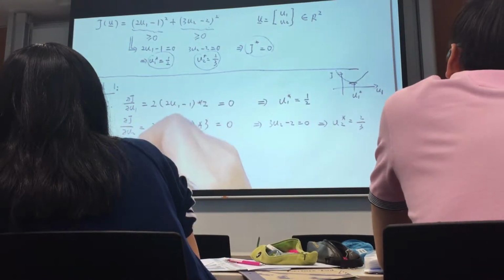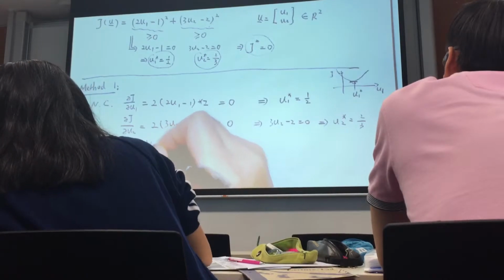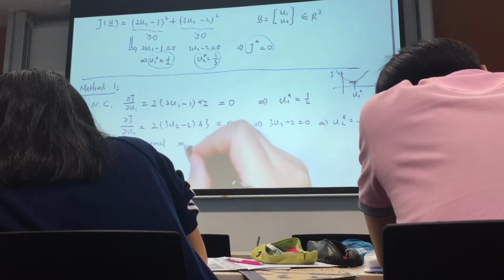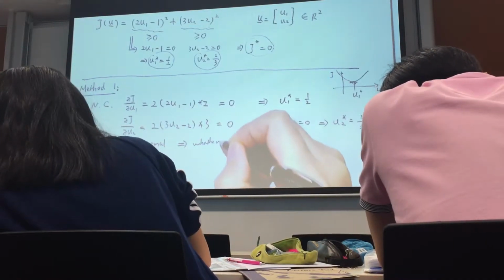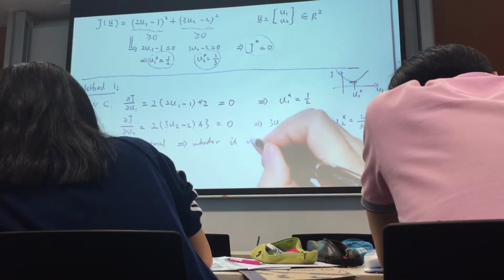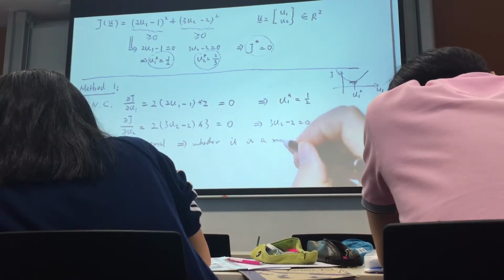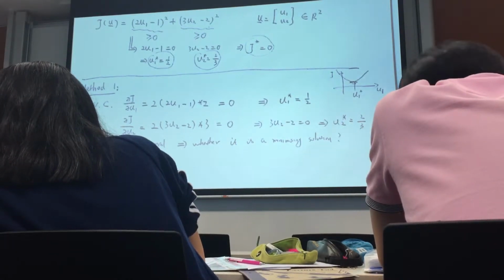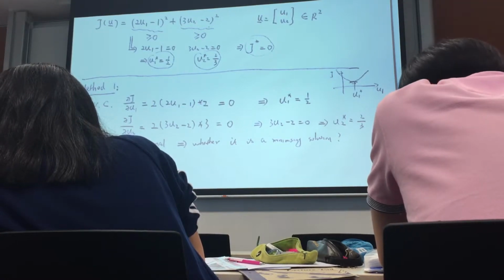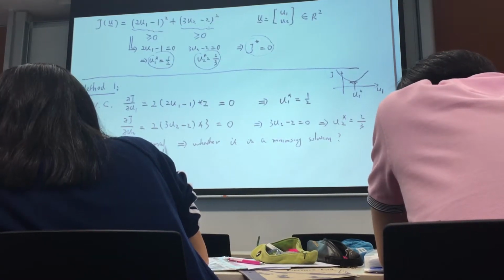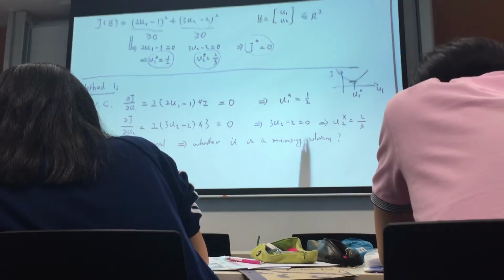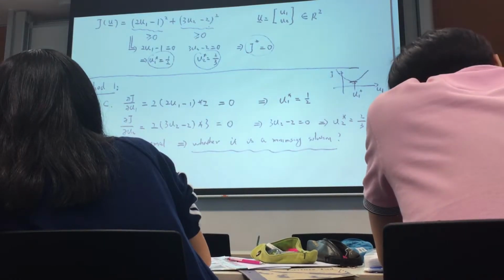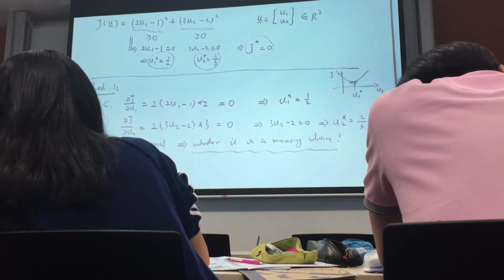from the necessary condition we got one extremum. Now the question is whether it is a minimizing solution. The extremum could be a minimizing point, a maximizing point, or an inflection point. How do we determine this? This will be evaluated by the sufficient condition.